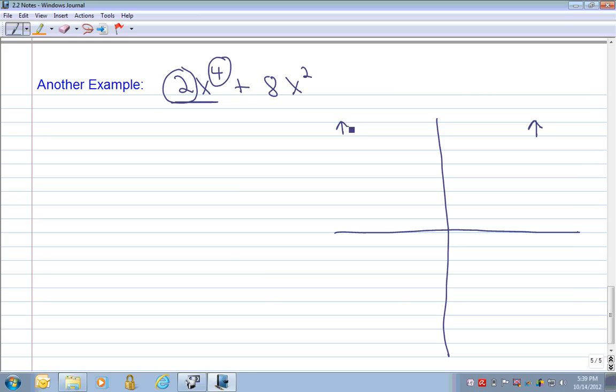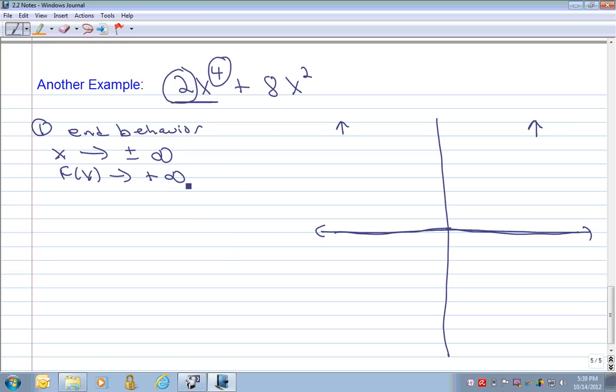If we were to write that, and I think it's important that you do, our end behavior, the notation would be as x approaches positive or negative infinity. In other words, it doesn't matter if we go off to the right or we're going off to the left. Our y values are both moving upward to positive infinity. Our f of x would be moving to positive infinity. So that's how our behavior would be written.